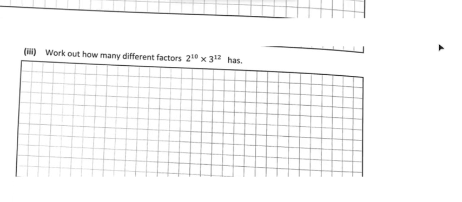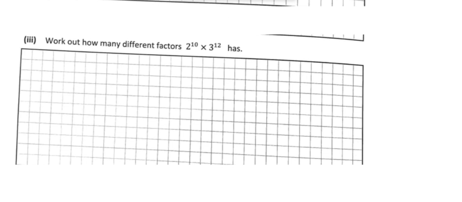Work out how many different factors for 2 to the power 10 multiplied by 3 to the power 12. Right, so for this you can use what we had in the last part. So 2 to the power 10 has to have 11 different factors: 2 to the power 0, 2 to the power 1, 2 to the power 2, up to 2 to the power of 10. And then 3 to the power 12 has to have 13. So what you have to do with these two things is multiply them, because each set of factors will be individual. So you're going to get 143 altogether when you multiply those two.